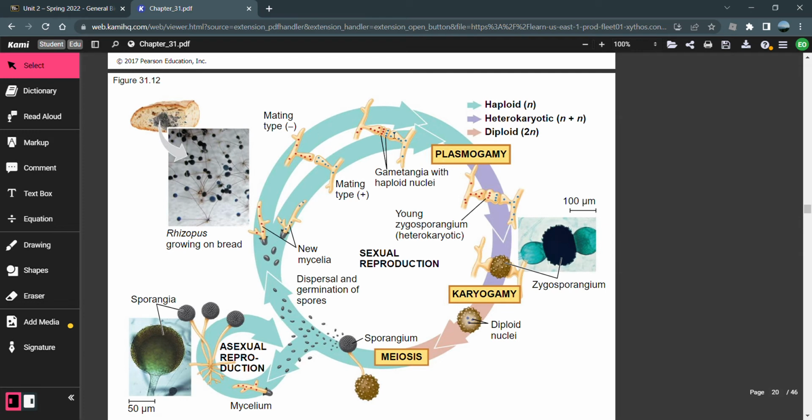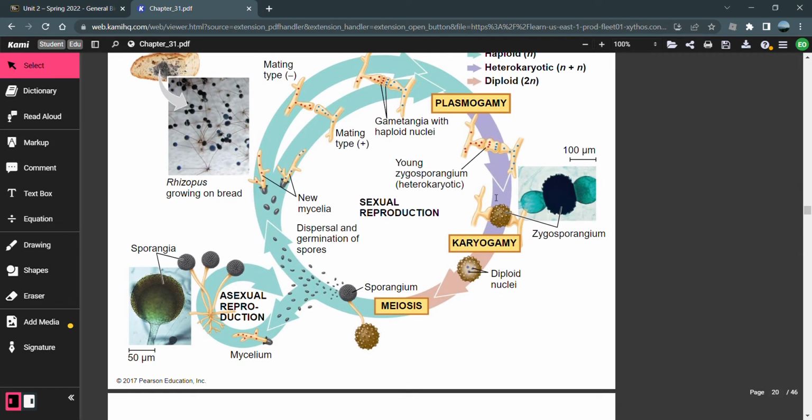Plasmogamy, meaning that they fuse, both cytoplasms of the different mating types fuse, and all total of 6 nuclei are in the same one cytoplasm. This is called a young zygosporangium.